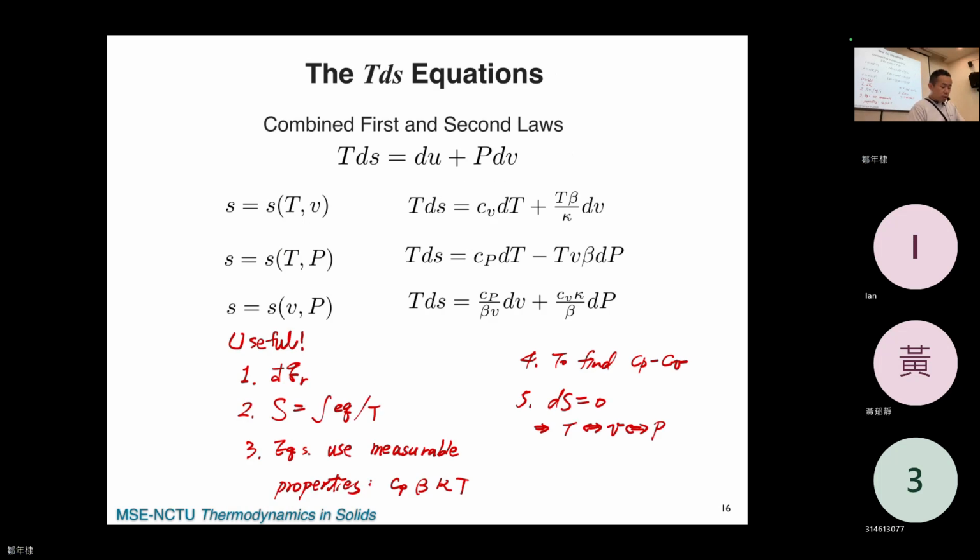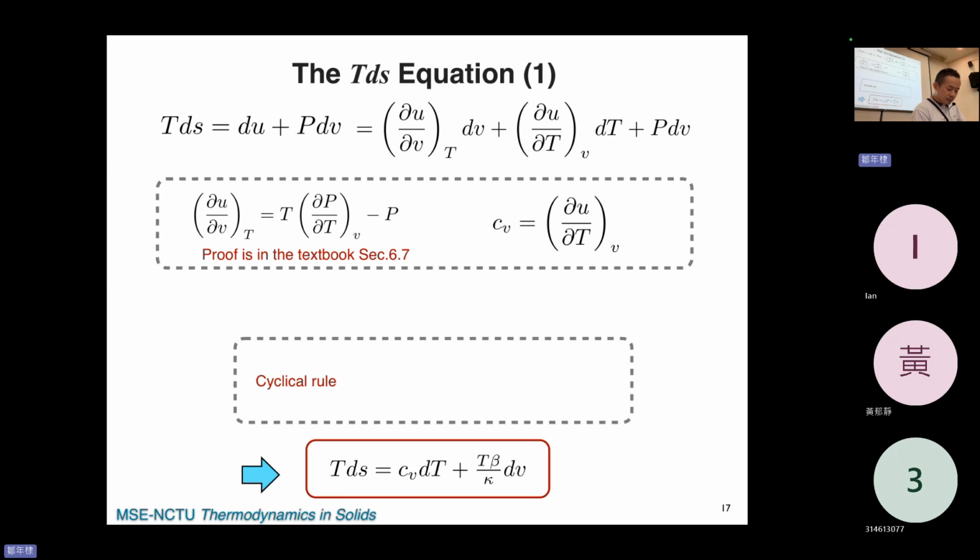Oh, by the way, why are there three forms of that? Because we can just change the variables. The function S is a function of something, right? Changing something can change entropy. So based on different conditions, you can regard the entropy S as a function of T and V, T and P, or V and P. So all we need to do is just change the variables. All right, so that's the first one.